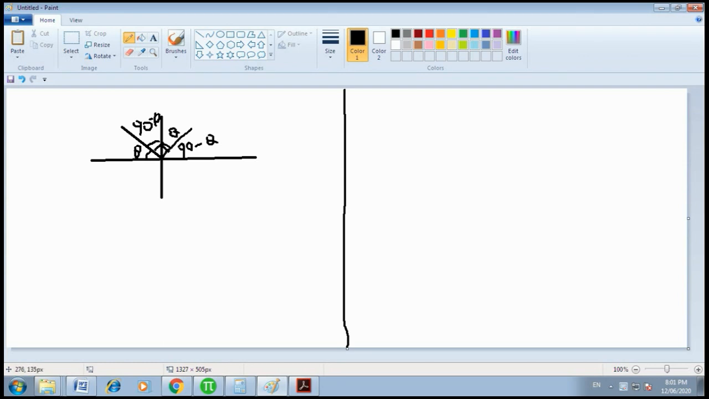Initially the angle made by this pressure force is theta. Then the remaining angle is 90 minus theta. Again the whole is 90, so this angle will become theta, and the remaining angle is again 90 minus theta. That's why this value came.